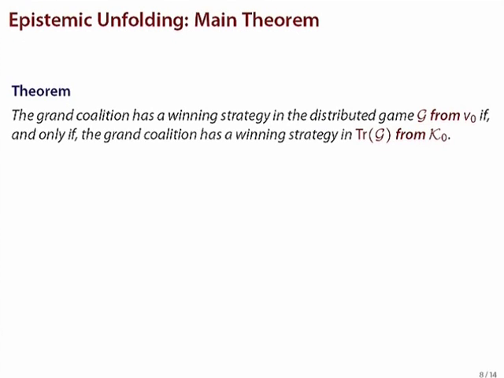Now, okay, the theorem you might expect is the following. If the grand coalition has a winning strategy in the original game, it has a winning strategy in this perfect information unfolding game, and vice versa. And the proof of this theorem is not very surprising. You track the strategies, you have to look at a few technical things.